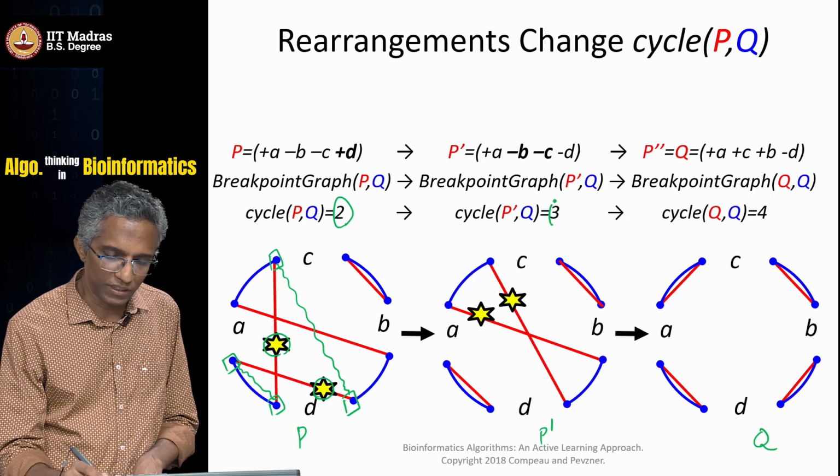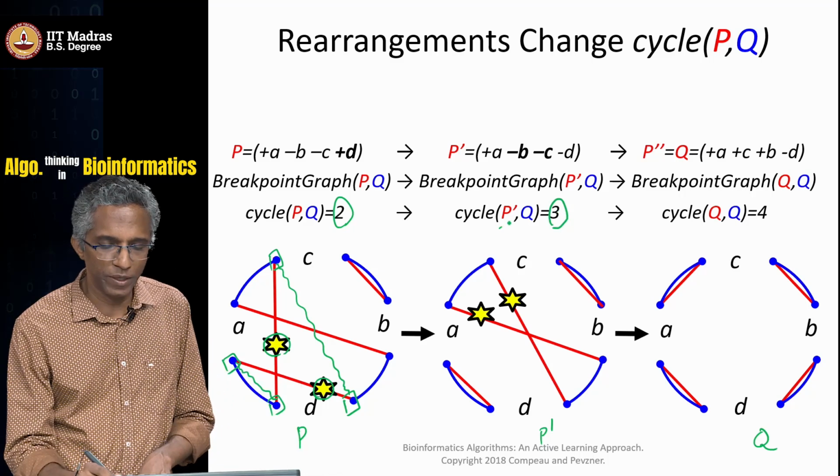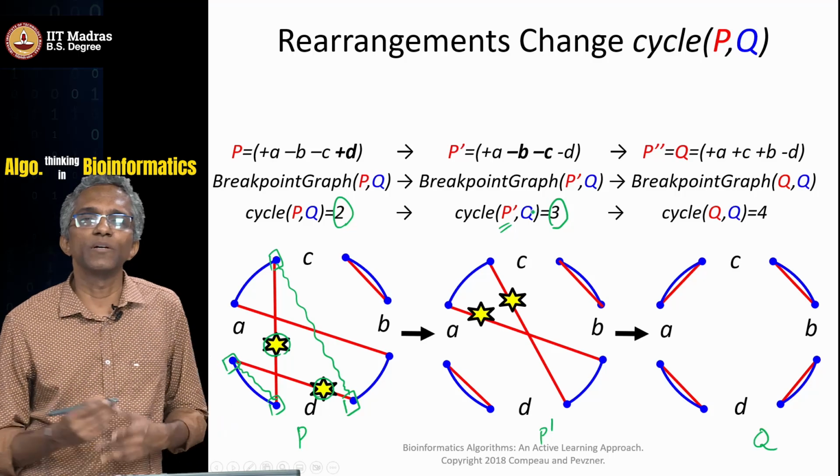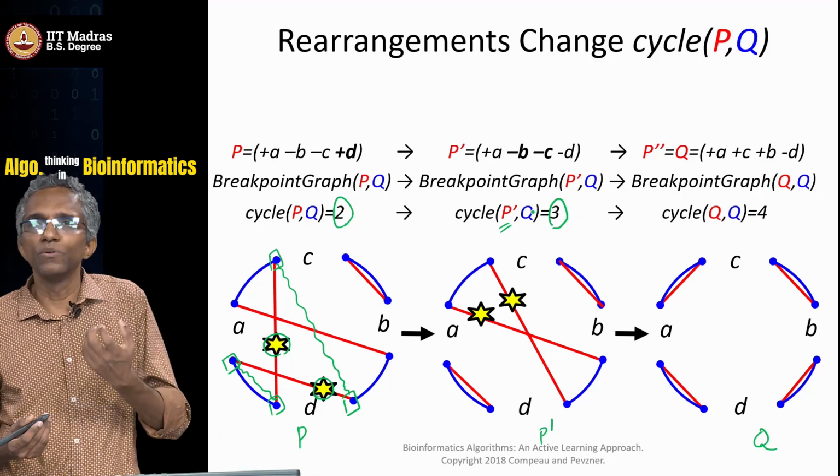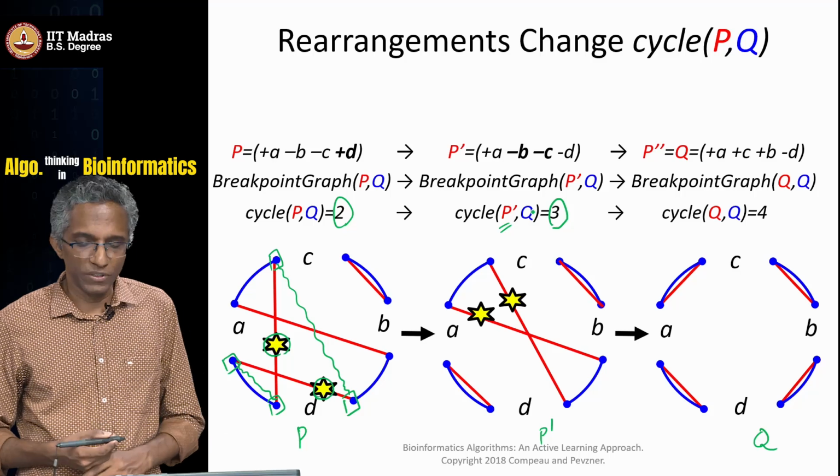So, that is good, that is progress, because you are getting a permutation p prime that is closer to q. As the number of cycles increases, we are going to use it as a measure of how close it is to the target permutation q.